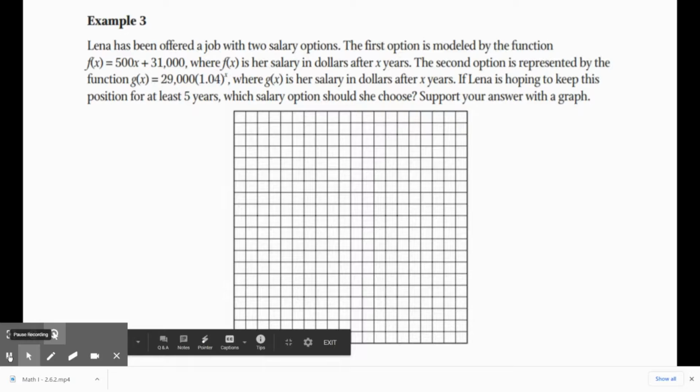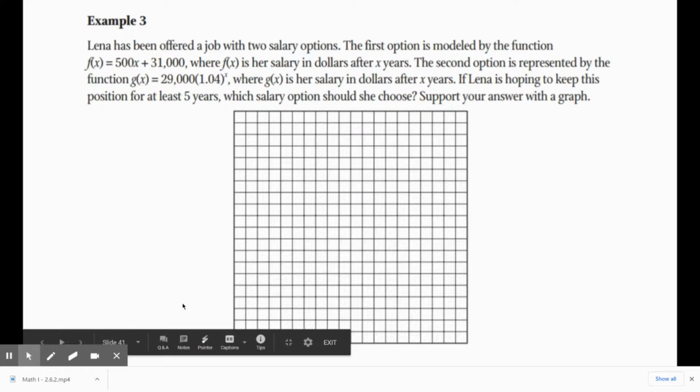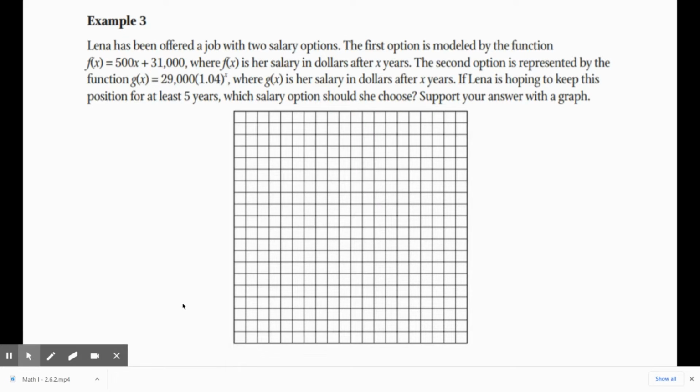Example 3, Lena has been offered a job with 2 salary options. We have f(x) = 500x + 31,000. And then you have g(x) = 29,000 times 1.04 raised to the x power. Again, this is another which salary option should she choose? Obviously, you want to make the most money as soon as possible. However, maybe one is better in the long run. We're going to have to analyze this.